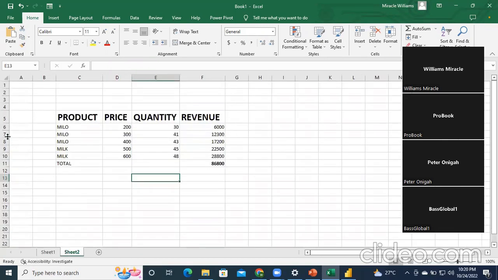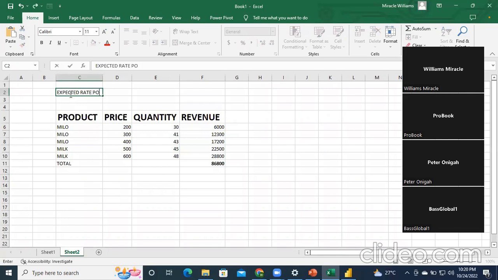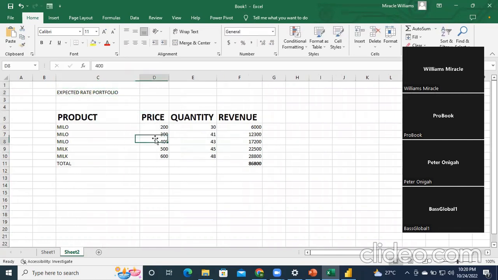Our aim here is to calculate what we call the expected rates portfolio. I said it's called the expected rates portfolio, which is what we are asked to calculate right here, to find for that company based on this sales analysis that they have here. So now, I was talking about some advanced techniques that expedite financial workflows.